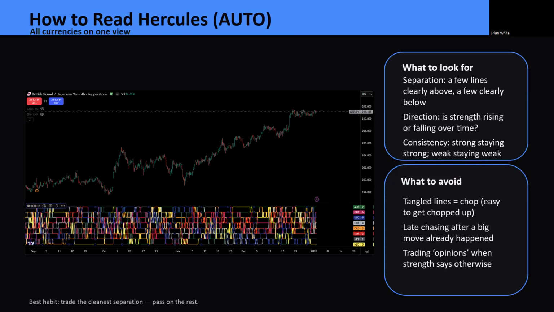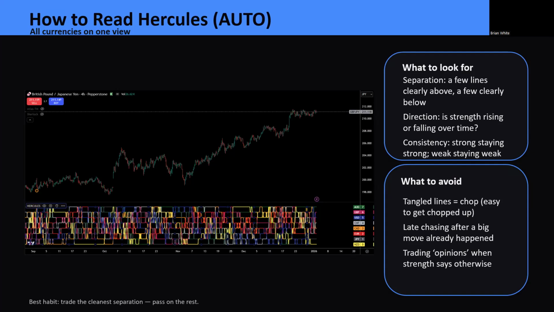So how to read Hercules, and this is on auto. There's two settings. We're going to talk about auto and symbol only. But what you're basically looking for is separation. So here's the simple truth. You're hunting the separation between strong and weak. If everything is tangled together, that's usually a sign that the market is mixed, and mixed conditions are where your trades happen. You're going to be overtrading and you're probably going to be losing. So be very, very careful.